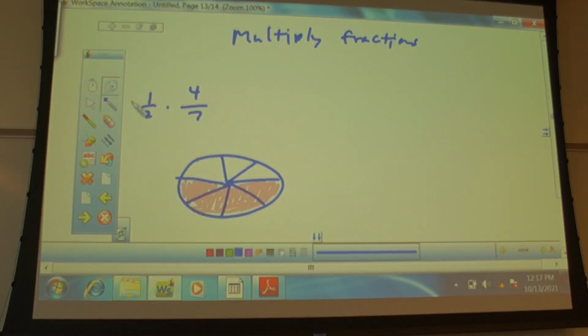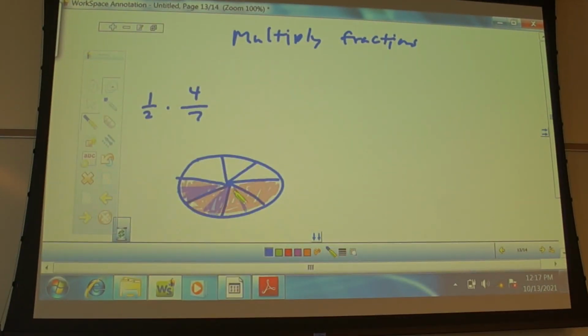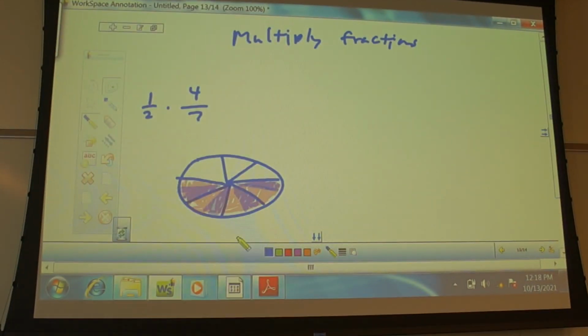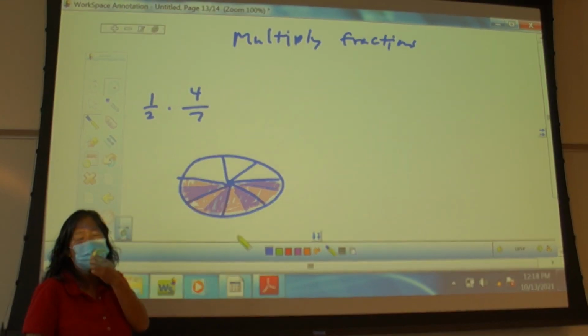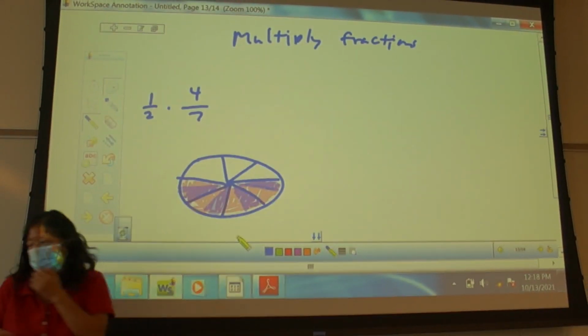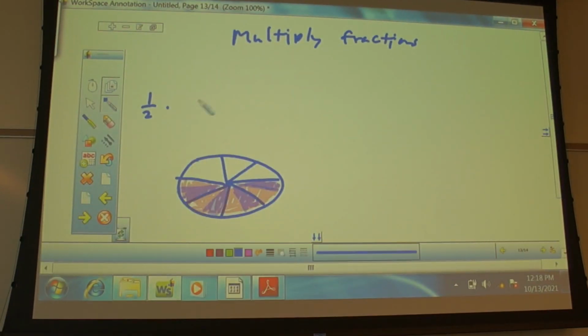Well, think of it like this. I'm going to take half of this one. I'm going to take half of that one. I'm going to take half of that one. I'm going to take half of that one. But I still have 4 of them, but they're not sevenths anymore. Now they're half of a 7. What's half of a 7? A 14. Now let's just start with something easier. Okay, let's try this. Let's do 1/3. Let's do 1/4.